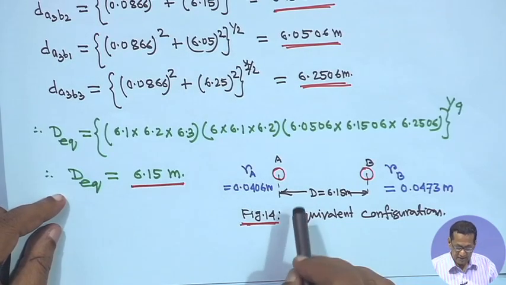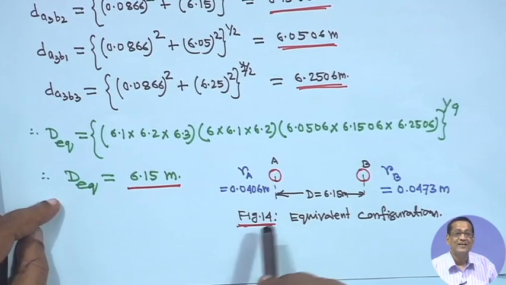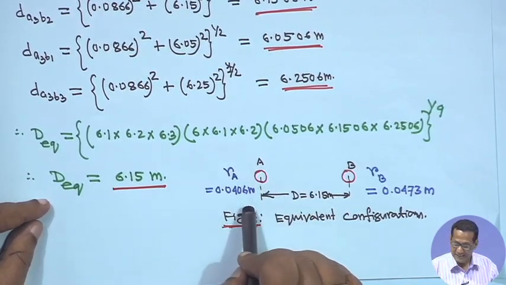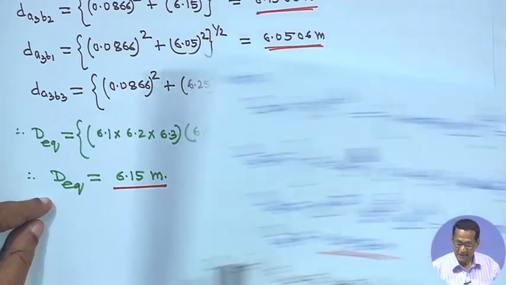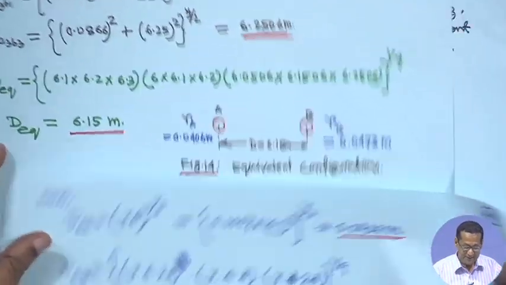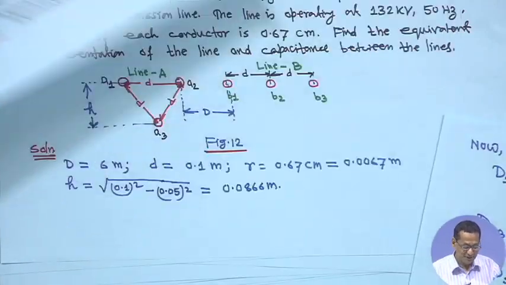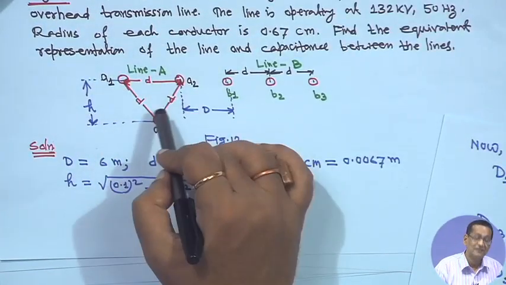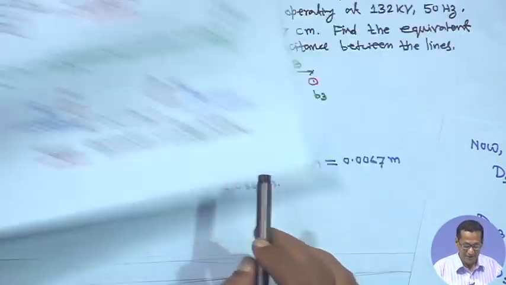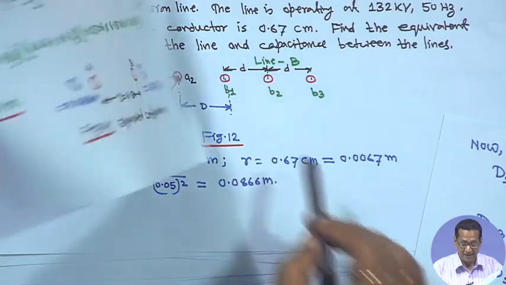Next, what will be the equivalent configuration? The equivalent configuration is that for the distances DSA and DSB you got, DSA you have got 0.0406 meter, as if this is the radius of one conductor which is equivalent to this bundle conductor. All these 3 conductors have an equivalent radius of 0.0406 meter for this group. That means line A has 3 conductors on equilateral spacing, and this is the horizontal spacing.